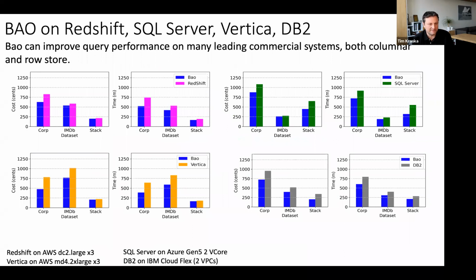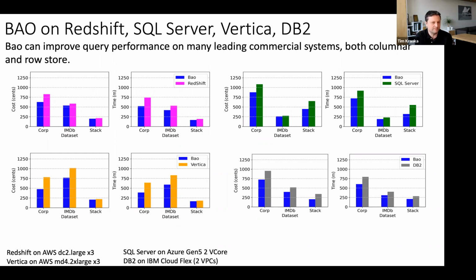So we experimented with that. This is the BAO performance on Redshift, SQL Server, Vertica, and DB2. How that experiment worked: we took a workload, in this case a corporate data warehousing workload we got from a big corporation. IMDb is probably the join order benchmark, and Stack Overflow is another workload we have. What you see here are the different plots for BAO, for example, on Redshift at the top left corner, with the cost of running the whole workload as well as the time it took.